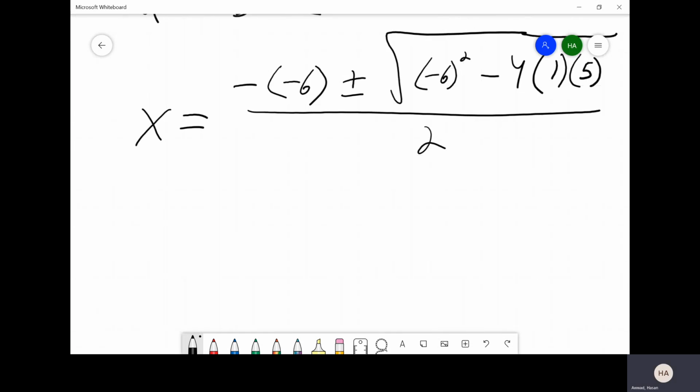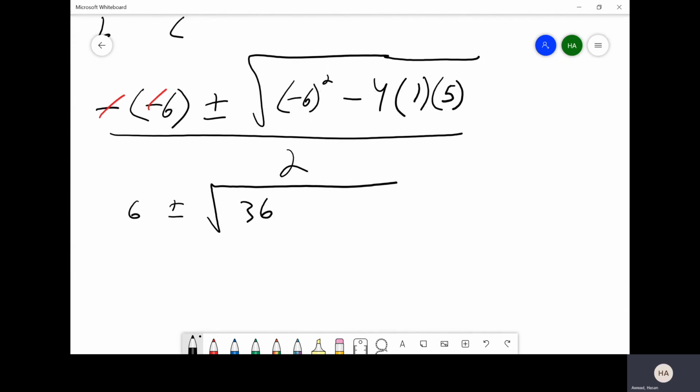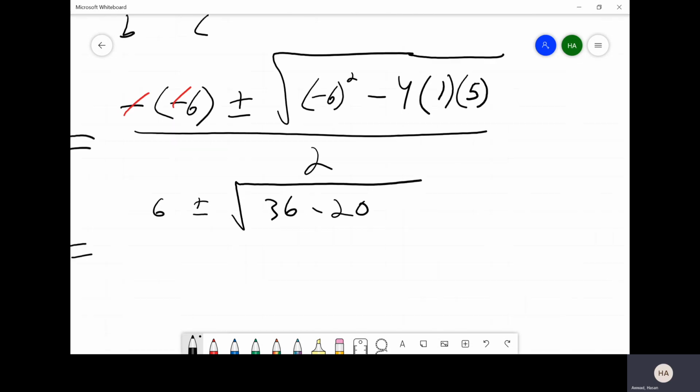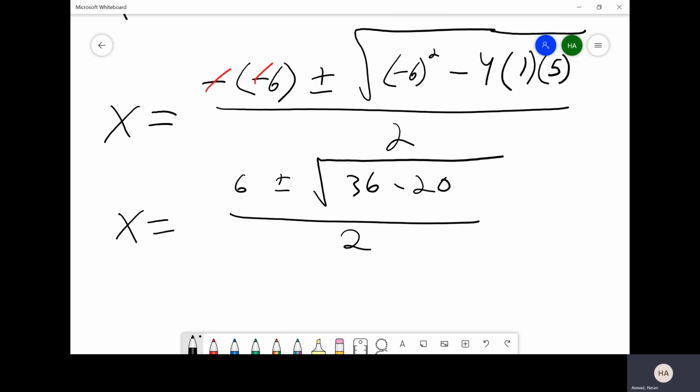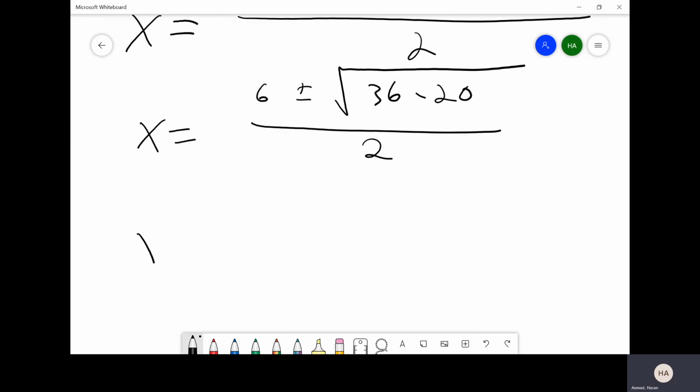Okay, let's go ahead and simplify some stuff down. So negative 6. Well, we know 2 negatives are going to cancel. We're just going to end up with a positive 6 here. We get plus or minus square root of, what is negative 6 squared? It's the same thing as 6 squared, so 36, minus 4 times 1, which is 4, negative 4, times 5, which is negative 20, right? So 36 minus 20, this is all over 2. Okay, let's keep moving.